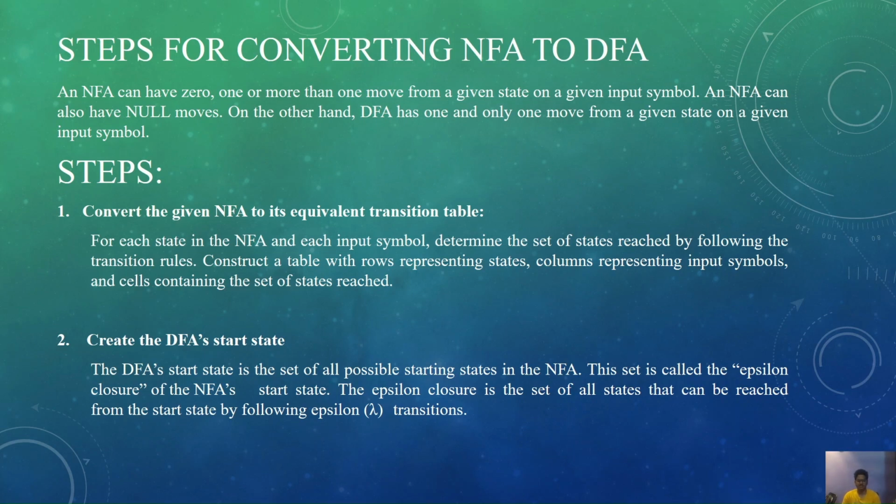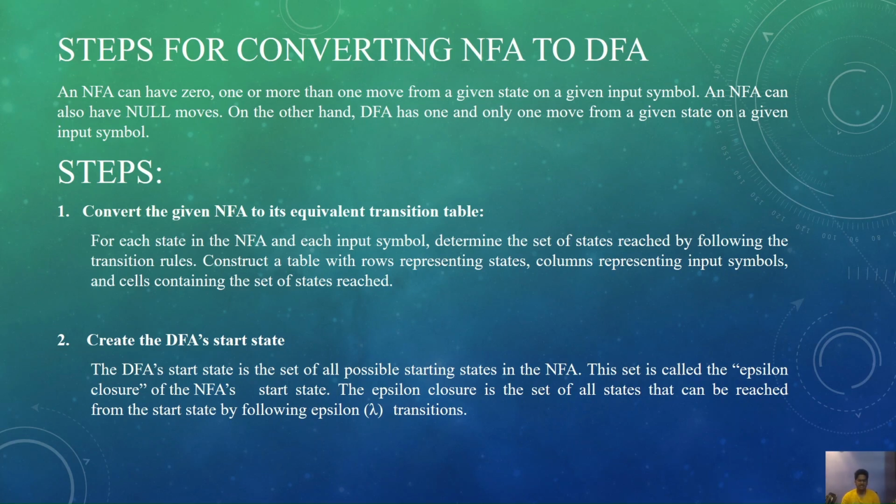We convert the given NFA to its equivalent transition table. For each state in the NFA and each input symbol, determine the set of states reached by following the transition rules. Construct a table with rows representing states, columns representing input symbols, and the cells containing the set of states reached. Step 2. We create the DFA start state.